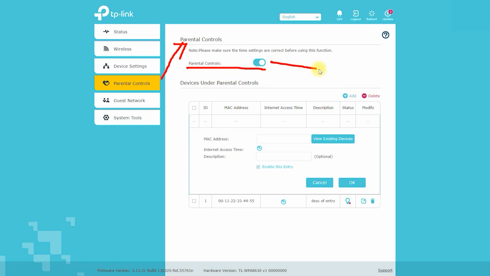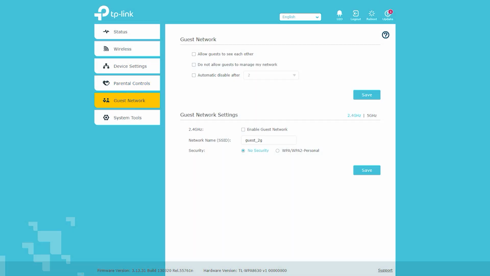Pros: easy to set up. The TL-WPA8630P kit is simple to set up and does not require any technical expertise. Extends Wi-Fi coverage. The Powerline adapters allow you to extend your Wi-Fi coverage to areas of your home that have weak or no signal. Stable and fast. The HomePlug AV2 technology ensures a stable and fast connection between the adapters, providing reliable and fast Wi-Fi speeds.